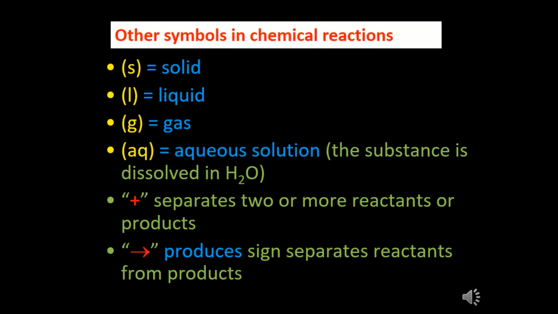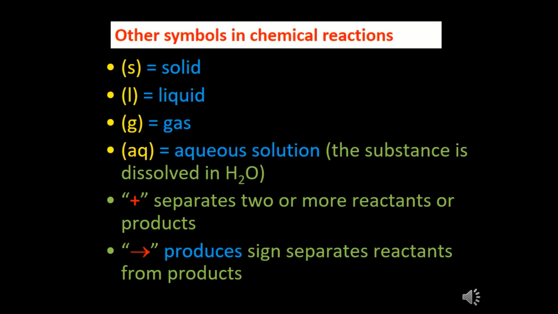The plus sign separates two or more reactants or products. Suppose we have two different reactants, hydrogen gas and oxygen gas, reacting with each other. We write H2(g), meaning hydrogen is a gas, plus O2(g), meaning oxygen is a gas as well. Hydrogen plus oxygen means there are two reactants, so we write only one plus.